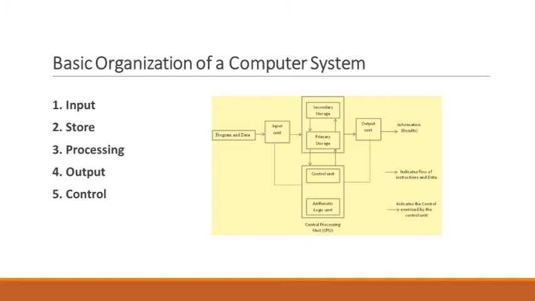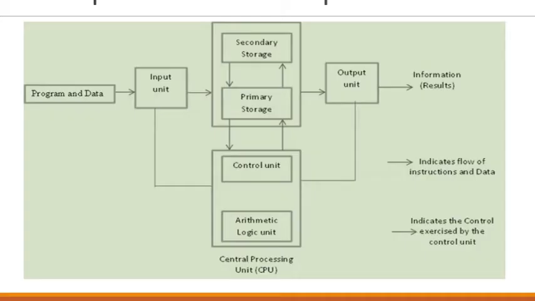So control means directing the manner and sequence in which all of the above operations are performed. These are the five major functions of a computer that we have to focus on. The block diagram is very important, in which the first one is the input unit. Then we have the storage unit, which includes the secondary storage and primary storage.